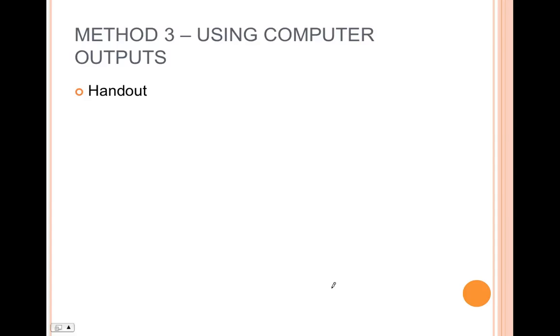The third method is using a computer output. So there should be a handout that's going to get passed out for you to keep. Please hang on to this. So pause the video and get the handout passed out.